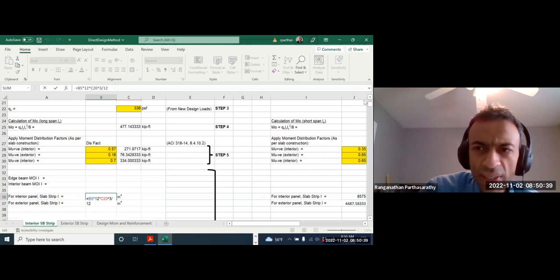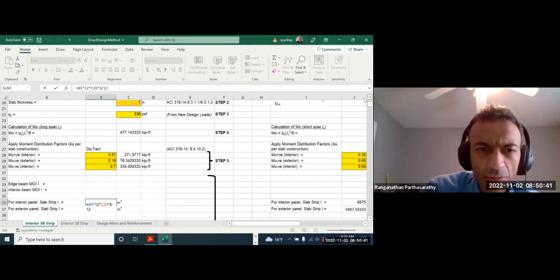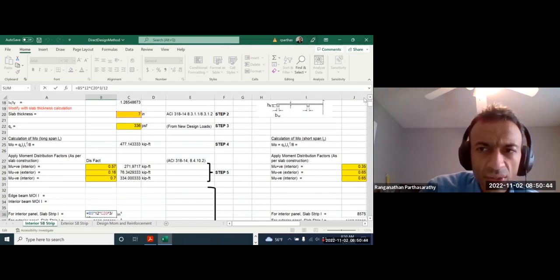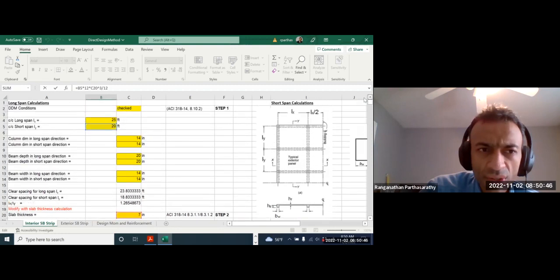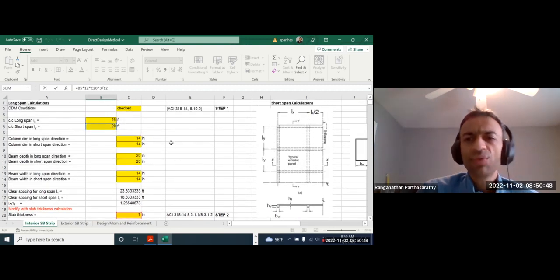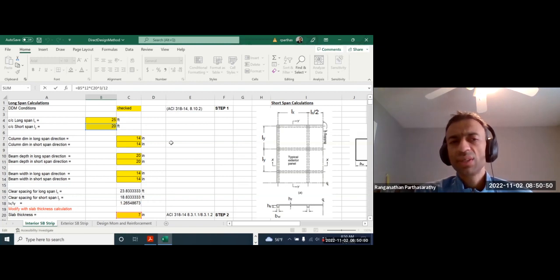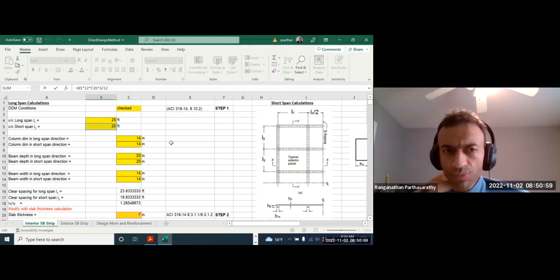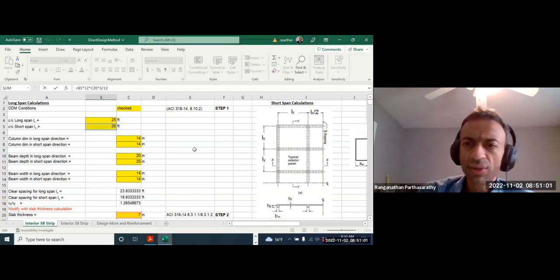BH cubed by 12, where this B we do take as the full width in that span. Okay, so that means, maybe I draw a figure that will make it clear.